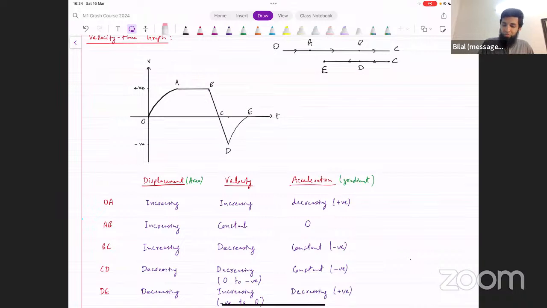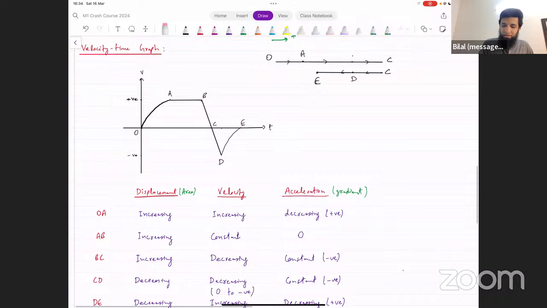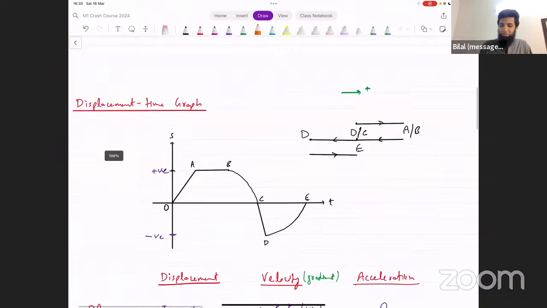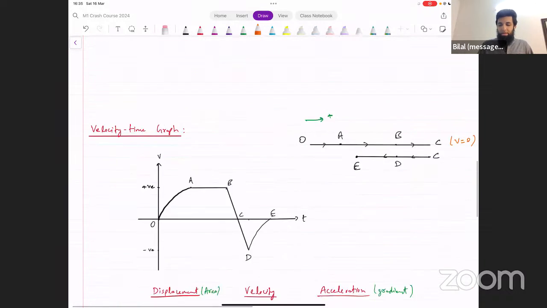So using the graph, you should be able to figure out the direction of motion as well. Like we figured out here, the object is first going from O to C in the right direction, and then at C, it changes direction when velocity becomes 0. That's another important thing to remember. Whenever an object changes direction, generally the velocity becomes 0 at that point. So when velocity becomes 0 at point C, the object is changing its direction. Any questions on this?